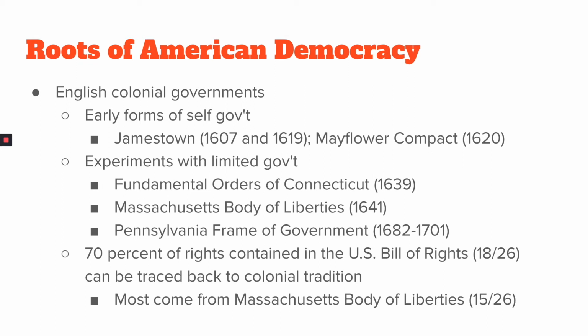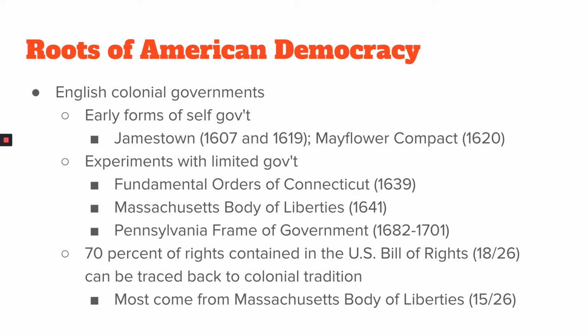And then pretty quickly over the next few decades, as other colonies are established and grow, we have the first colonial constitutions, including the Fundamental Orders of Connecticut in 1639, the Massachusetts Body of Liberties in 1641, and then another noteworthy constitution for one of the colonies is the Pennsylvania Frame of Government. And what's interesting is that 70% of the rights contained in the U.S. Bill of Rights can be traced back to colonial tradition, meaning that they come from the colonial constitutions themselves.